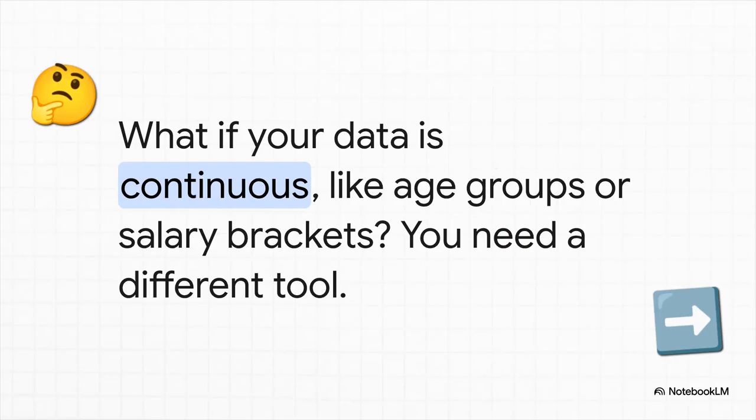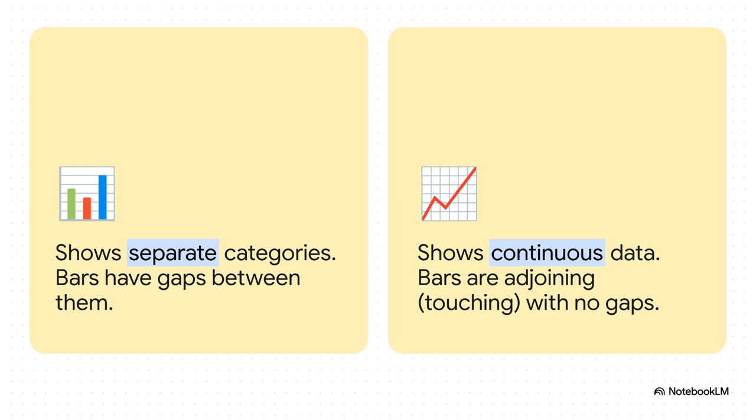But what if your data isn't in separate little buckets? What happens when it kind of flows from one group right into the next, like with age groups or salary brackets? Well, for that kind of continuous data, a bar diagram is actually the wrong choice. We're going to need a different tool for the job. And that tool is the histogram.